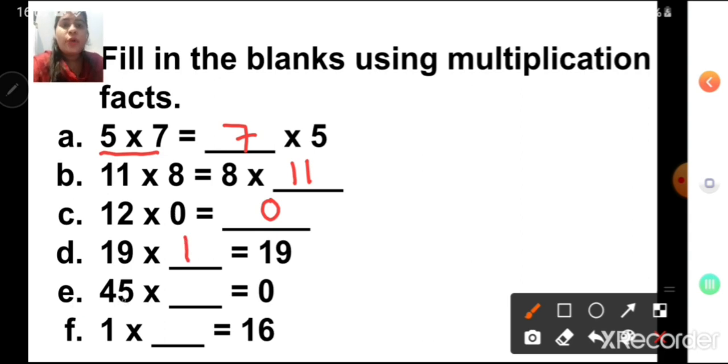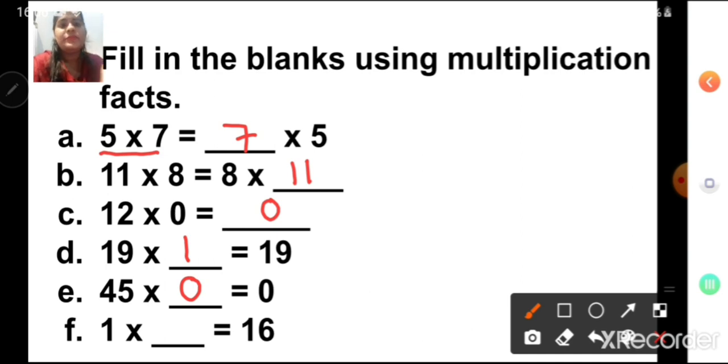Next, 45 multiplied by dash is equal to 0. Now here, 45 we have to multiply with a number so that the product is 0. What should that number be? Yes, children? Yes, it is 0. Any number multiplied by 0, the product is also 0.